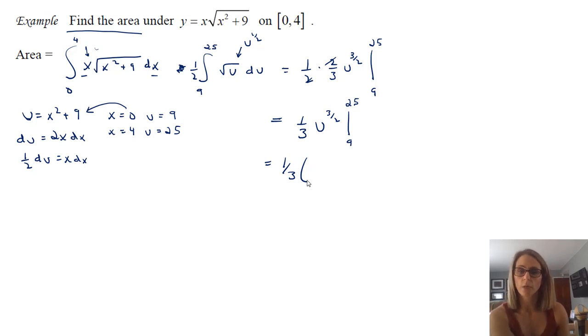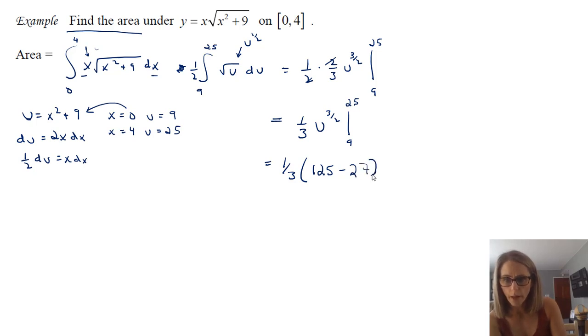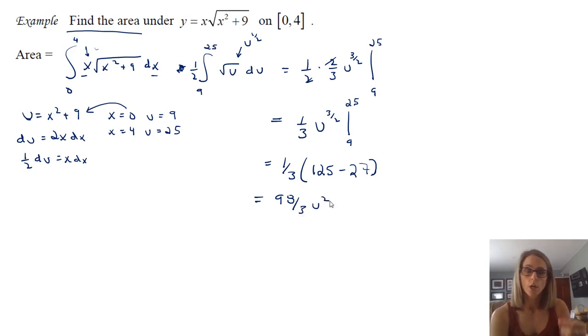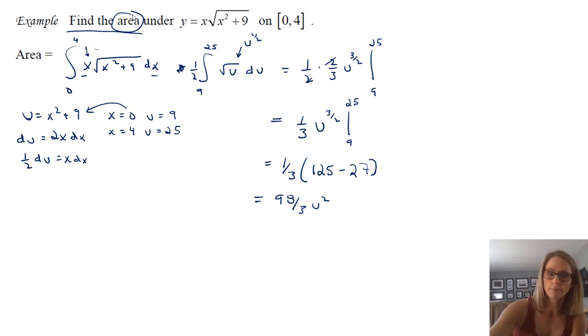So if I do u being 25, 25 to the 3/2 is 25 to the 1/2, which is 5, raised to the 3rd power. So I'll have 125. Then I have 9 to the 3/2. 9 to the 1/2 is 3. 3 cubed is 27, excuse me. And then all we need to do is just simplify. And if we do that, it looks like we're going to have 98 divided by 3 units squared. I'm using units squared because it does say find the area, and that's why I have that, whereas if I'm just given an integral, it's not something I need to worry about.